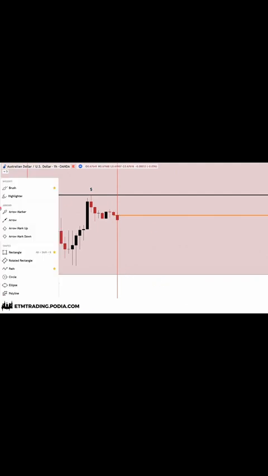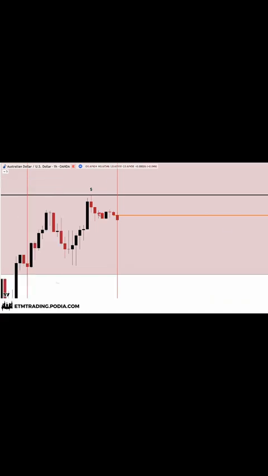So what are we waiting for? We're waiting for price to sweep liquidity. We're waiting for that liquidity to be swept. And once price sweeps that liquidity, we're looking for a flip, for price to get below this level, or price to test the high. So continuation or reversal.